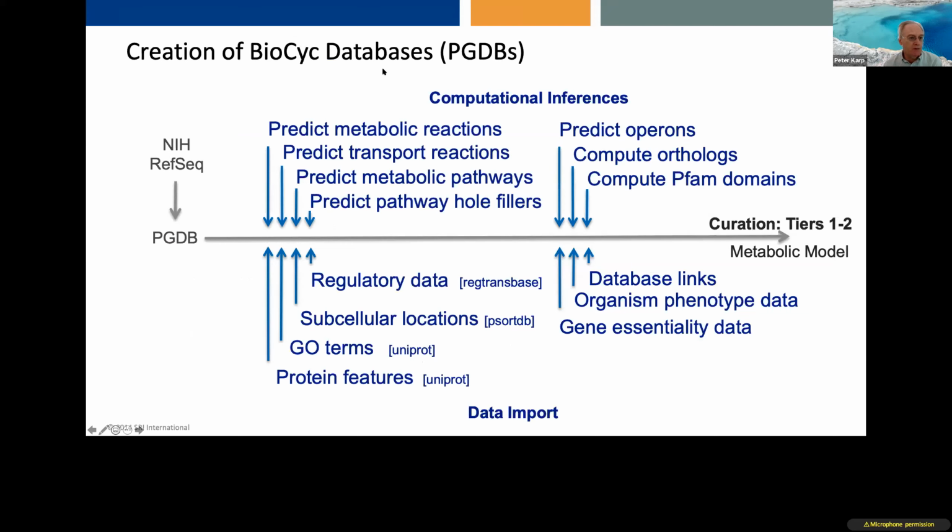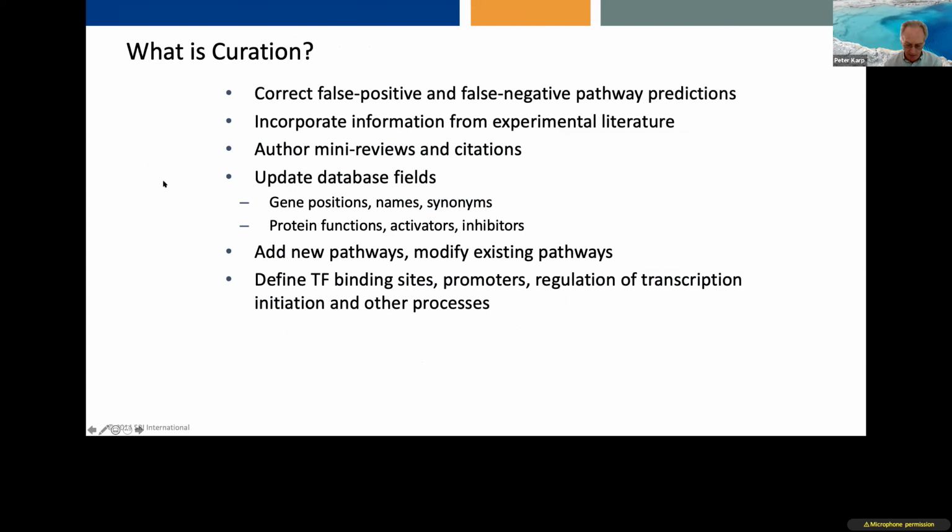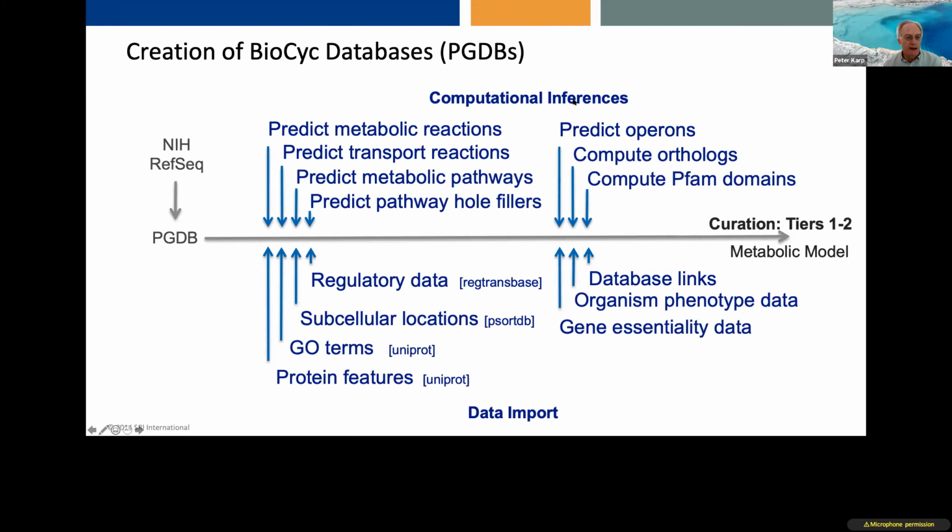And when we create a new BioCyc database, here's the process we follow. We take an annotated genome from the NIH RefSeq component of GenBank. We then apply various computational inferences to the databases to infer new information, and we'll go into this more deeply in the rest of the webinar. We perform quite a few different data import functions to import data from other databases like UniProt. And for the tier 2 databases, we'll then perform manual curation for some of the databases.